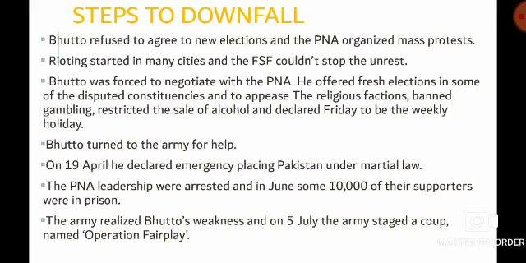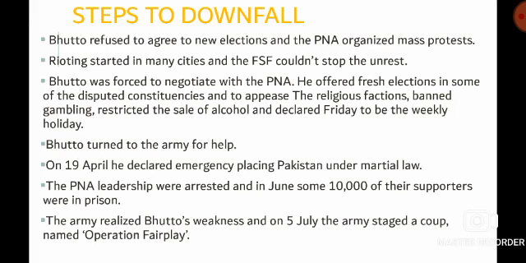Bhutto was forced to negotiate with the opposition alliance. He offered some concessions to the opposition alliance, like fresh elections in some of the disputed constituencies, and to appease the religious factions, he banned gambling, restricted the sale of alcohol, and declared Friday to be the weekly holiday. However, at the same time, he turned to the army for help, and on 19th April, he declared a state of emergency, placing Pakistan under martial law.